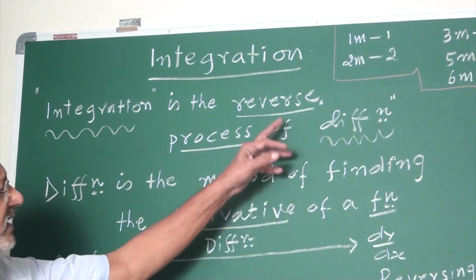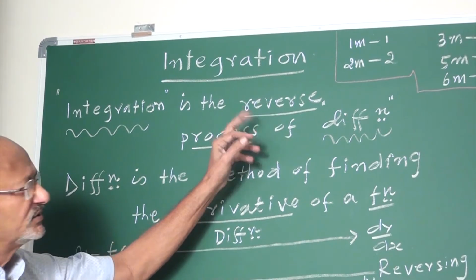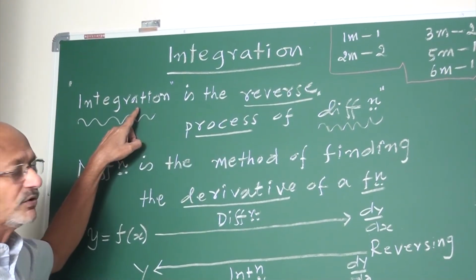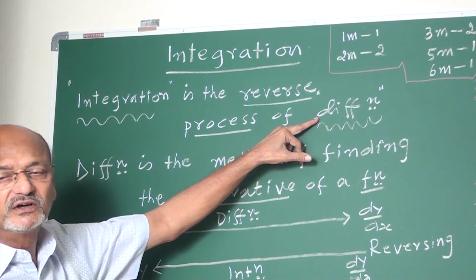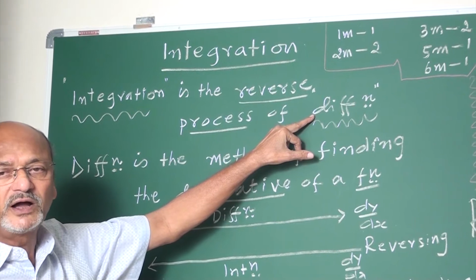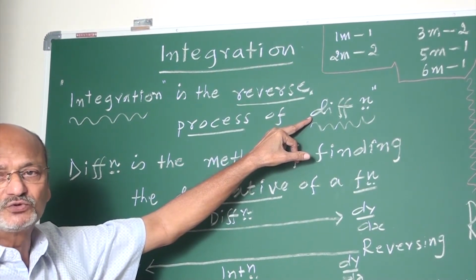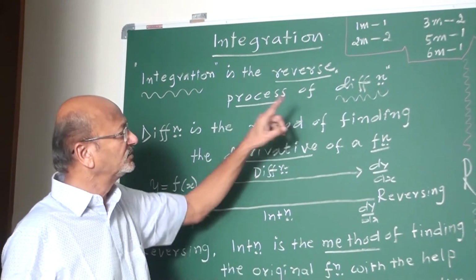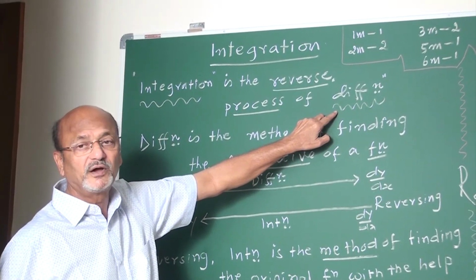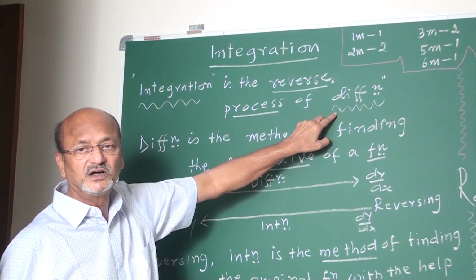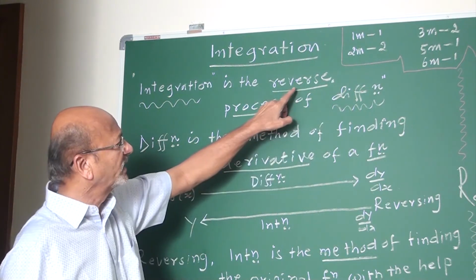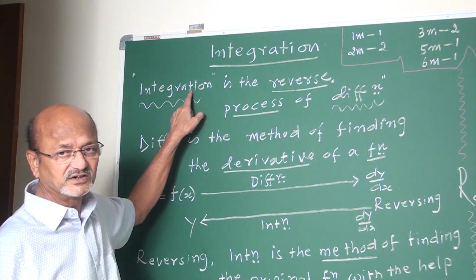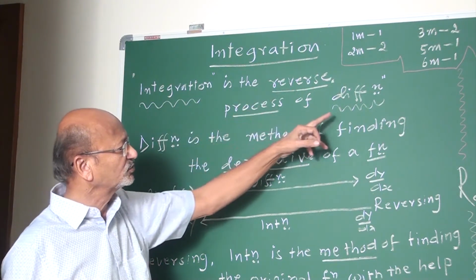Yes, my friends, you can reverse the process if you know differentiation perfectly. If the original is weak, reversing becomes weak. Why? Newton's law, action, reaction. If the action is good, the reaction is good; if the action is poor, the reaction is also poor. Therefore, you must be very well prepared in differentiation. Then only you can reverse the process very nicely and do better in integration. Therefore, integration is the reverse process of differentiation.